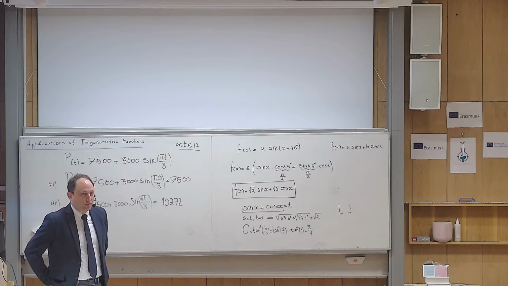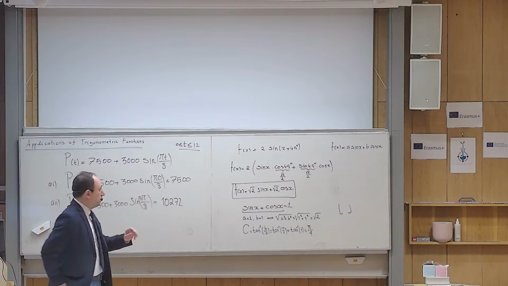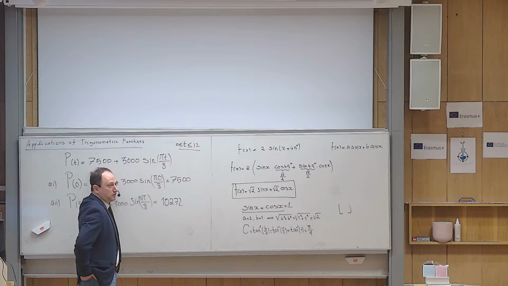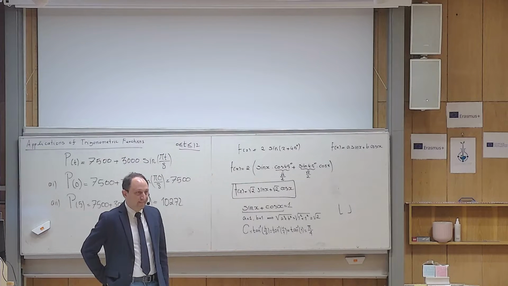Because you cannot just blindly say that because the maximum of sine is 1, let us replace sine with 1, and I get the maximum of this function. You must make sure that this maximum occurs in that interval.